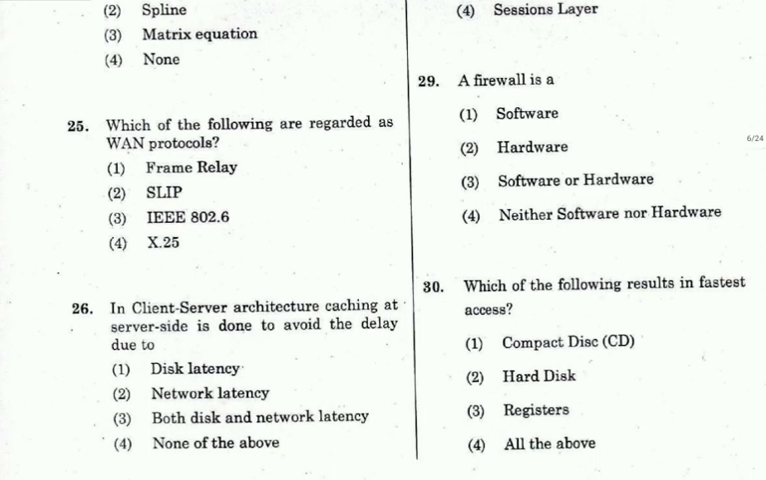Next, a firewall is a software, or hardware, neither software nor hardware. A firewall can be implemented as either a software or a hardware. So how can we implement a firewall as software? By using the Windows firewall or IP tables. And how can we use the firewall as hardware? Through dedicated network security appliances. So option 3 is the correct answer.